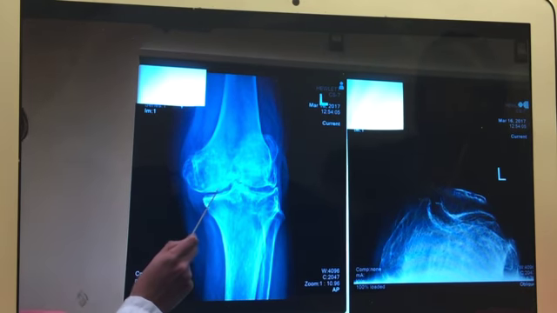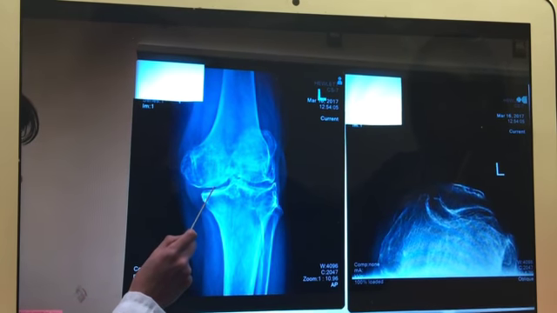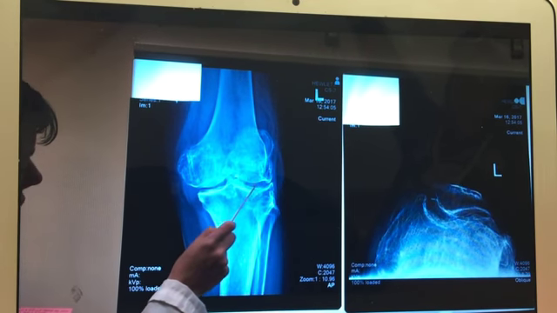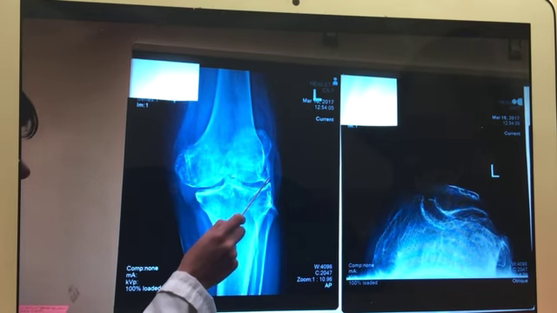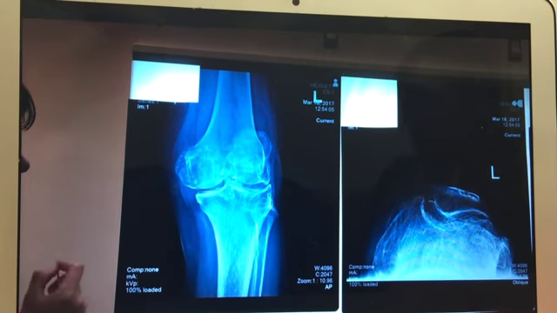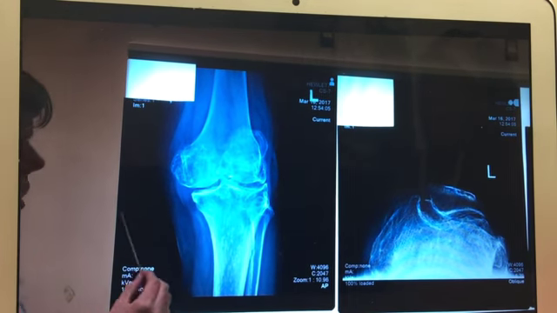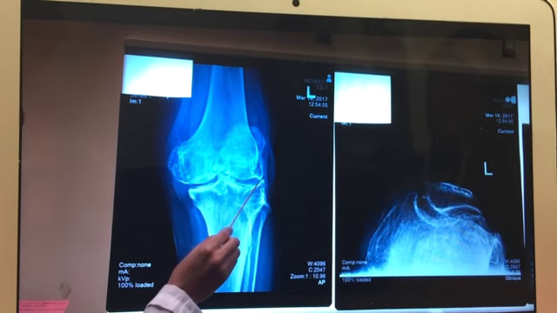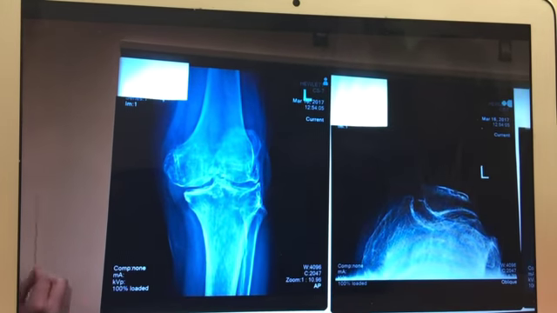These are evident in the distal femur, here, all through here, and you can see a pretty decent sized one on the lateral side there. They're also evident on the tibia as well, a lot on the eminence in the center, and on the lateral side here.